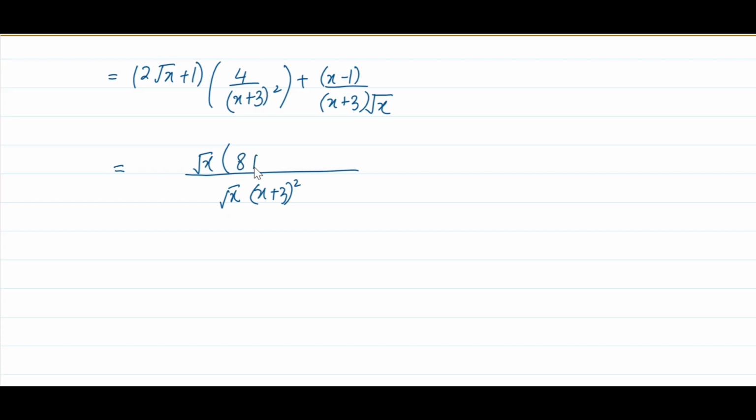So it will be 8 square root of x plus 4. And same on the right side, you have x plus 3 and square root of x, but there is x plus 3 square on the denominator, so which will be multiplied with the numerator term. And now it's time to simplify.